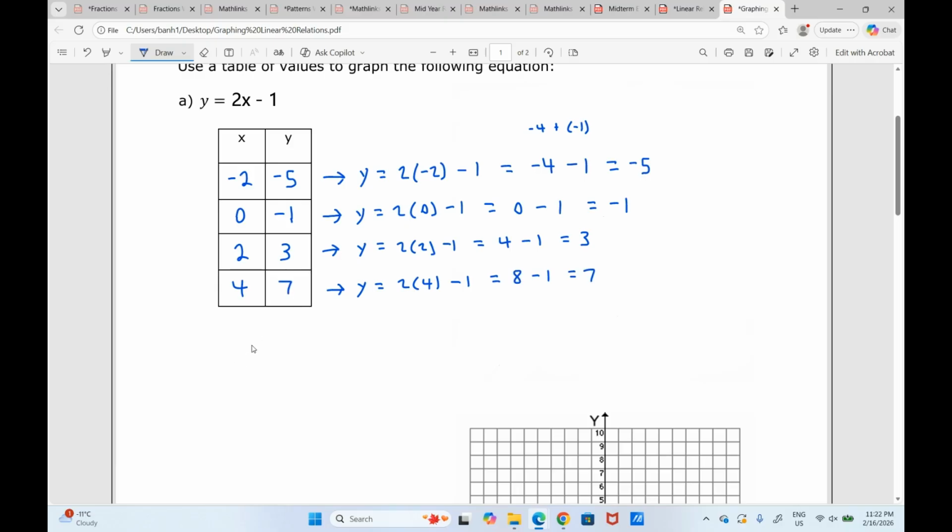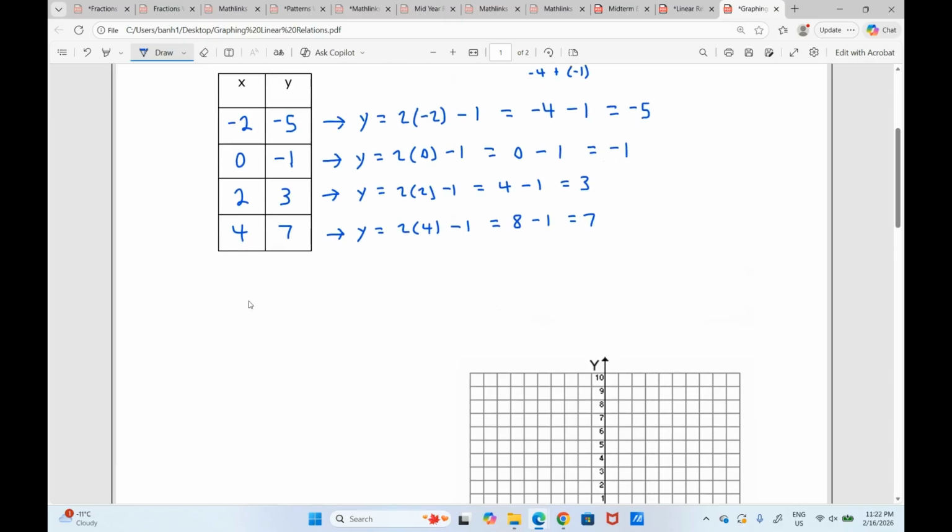Okay, now let's put this onto a coordinate grid. Remember, the coordinates are always x, y. x represents the horizontal, left and right. y represents the vertical, up and down. If you're positive x, you're going towards the right. If you're negative x, you're going towards the left. If you're positive y, you're going up. If you're negative y, you're going down.